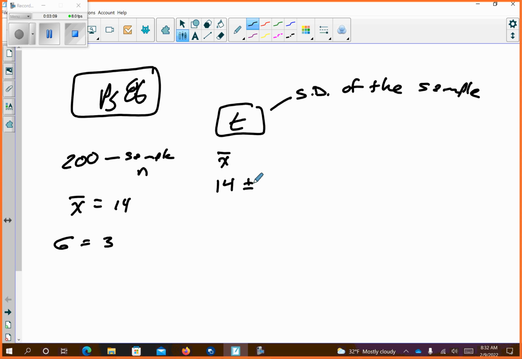We have to use our T-table for this. Now, what's the problem with using our T-table right now? Our degrees of freedom is 199. What's the problem with the T-table? It only goes to 100, okay? So the T-table at the bottom goes to 100, and then underneath that it goes to infinity. So the best thing to do, what's closer? Is 100 closer, or is infinity closer to 199? 100. So we're going to use the sample for 100, okay?